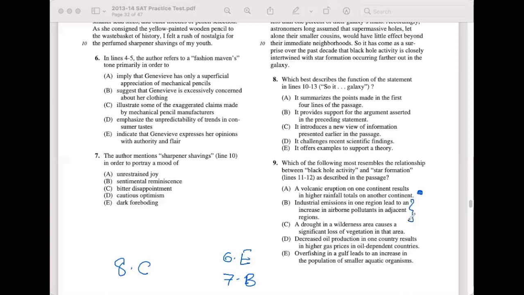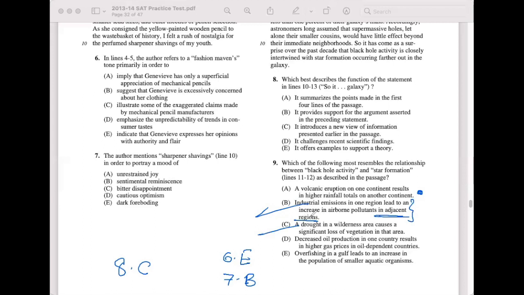Industrial emissions in one region lead to an increase in airborne pollutants in adjacent regions. This wouldn't be the same as what the passage is saying because adjacent regions would be like the neighborhood region. So they don't indicate that sense of far off that the passage is talking about. So B is not a good answer. A drought in a wilderness area causes a significant loss of vegetation in that area. So this again is the same area. So that concept of large distance is not brought out.